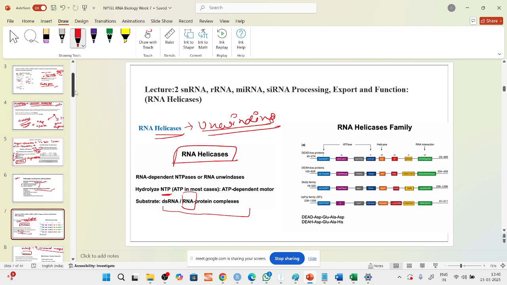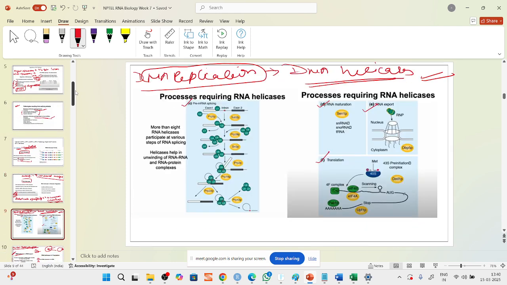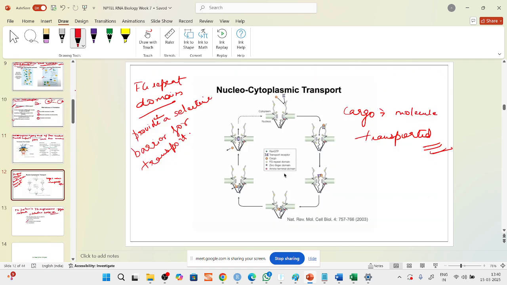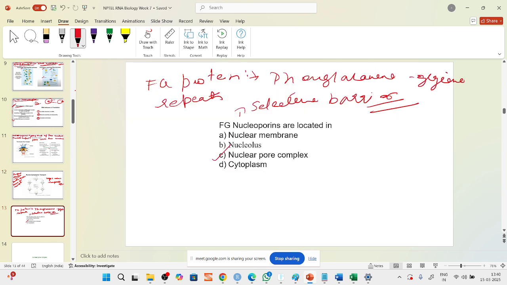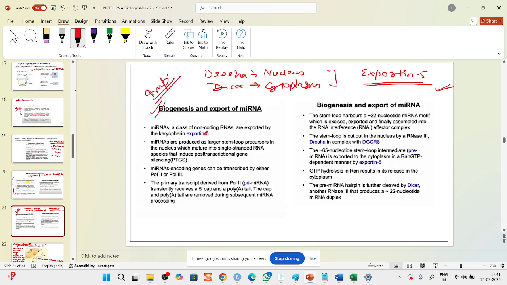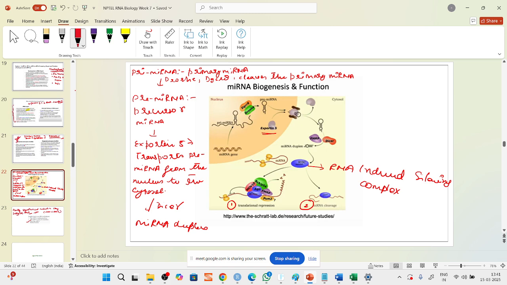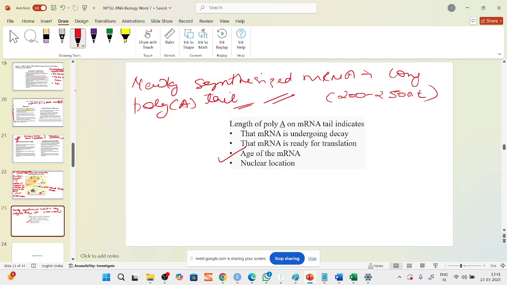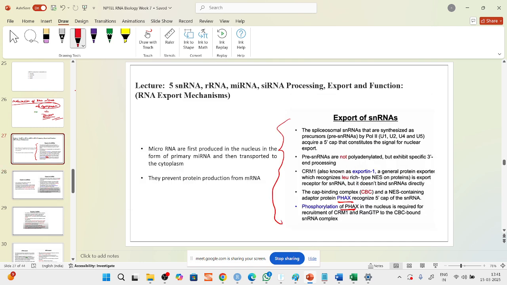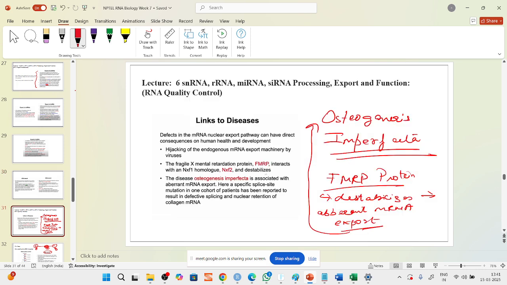Then we came to RNA helicases and their different functions. We saw that they are involved in pre-mRNA splicing, RNA maturation, RNA export and translation, and how they are involved we have studied. Then we studied the nuclear pore complex, how Ran, GTP and FG nucleoporin cargo interactions happen. Then we studied miRNA biogenesis and function, how miRNA is formed and how it is exported to the cytoplasm. And then the export of snRNA, mRNA, and rRNA, how the export of different species of RNA happens.